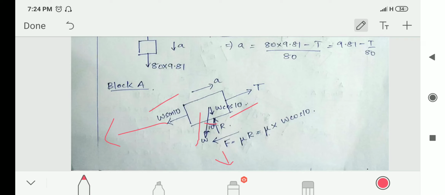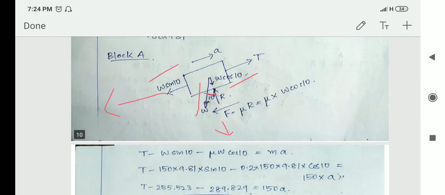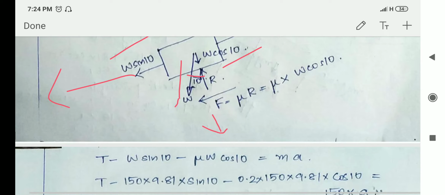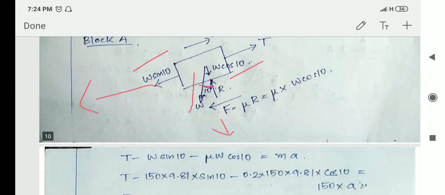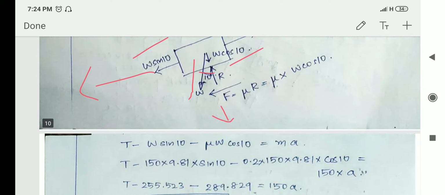While applying D'Alembert's principle, how can we apply it? T minus W sin 10. What other force is there? There is a frictional force also, F equal to mu R, and it is equal to mu into W cos 10. This we already know how to calculate: reaction force is W cos 10. Please refer to the friction problems. So T minus W sin 10 minus mu W cos 10 equal to m into a, right?